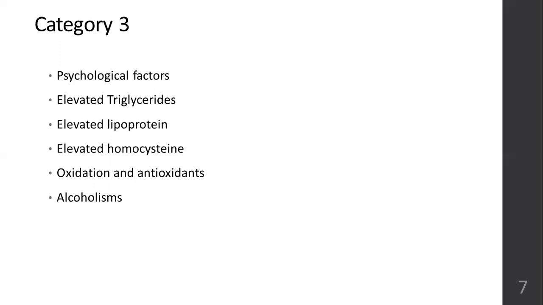Then elevated triglyceride levels. Even if only the triglyceride levels are high, that is a sign of cardiovascular diseases. Often people who are obese, who suffer from hypertension, diabetes, their triglyceride levels are usually high. People who take a lot of alcohol, who suffer from alcoholism, their triglyceride levels are high.